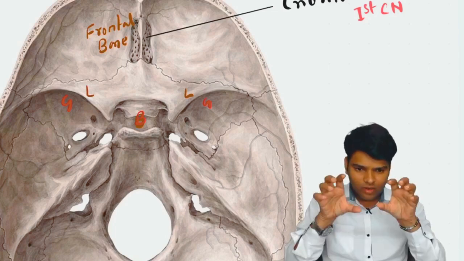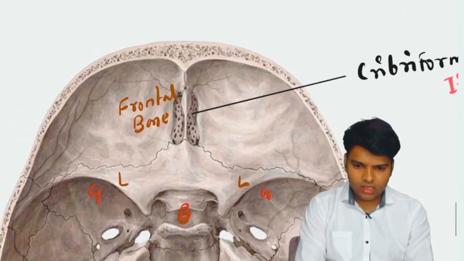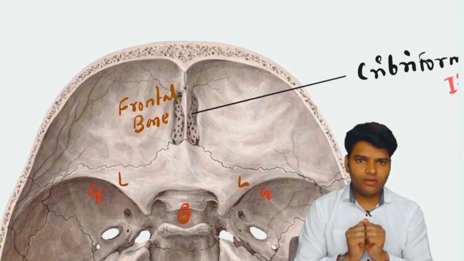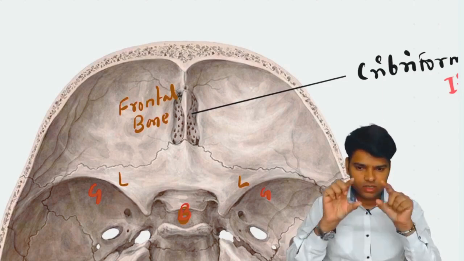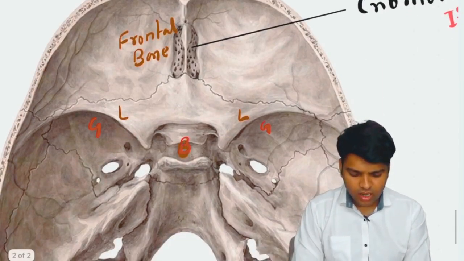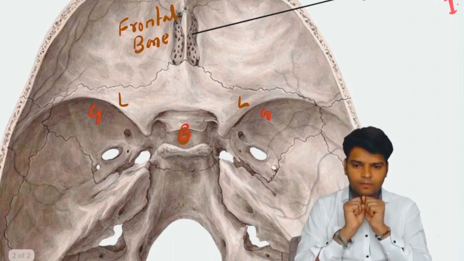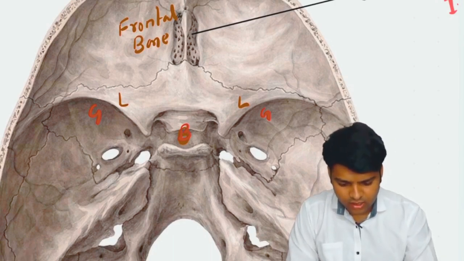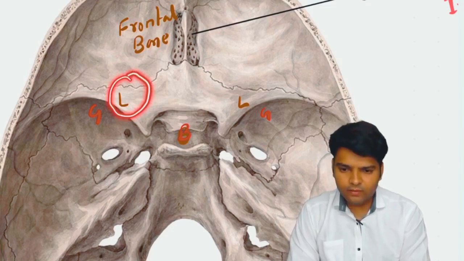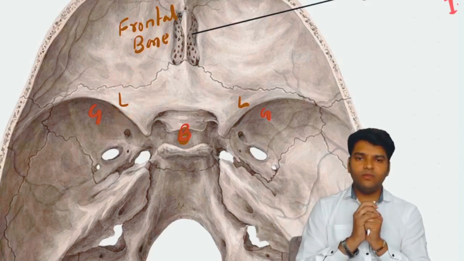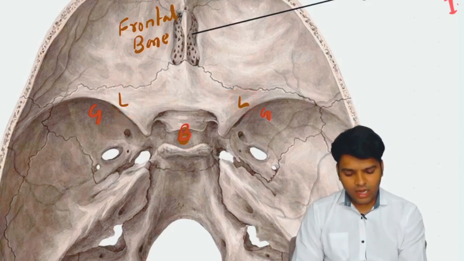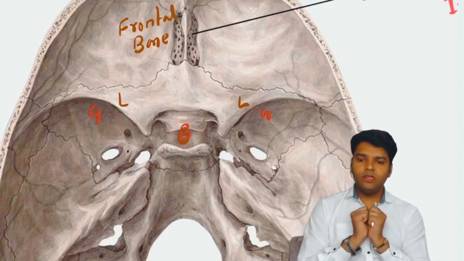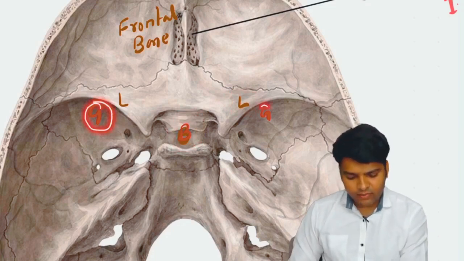First of all, in front I think you are able to see this. This is the frontal bone, the anterior cranial fossa. After the frontal bone I have written 2L, and these L mean the lesser wing of sphenoid. And this is B, which means body of the sphenoid, and this is G, which means greater wing of sphenoid.